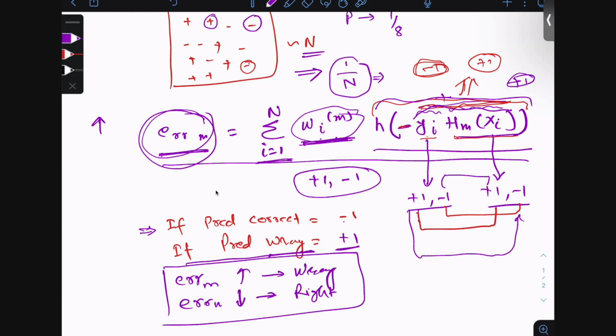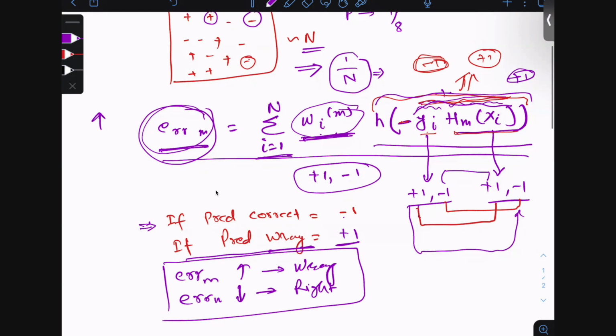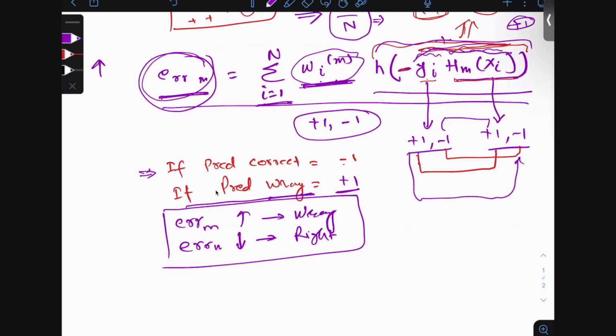So the error of the model should go high or low if the prediction is wrong? It should go high if the prediction is wrong, correct? And my error should be low if my predictions are right. Suppose all of the predictions from that classifier are right, then what? Error should be 0, close to 0, right?